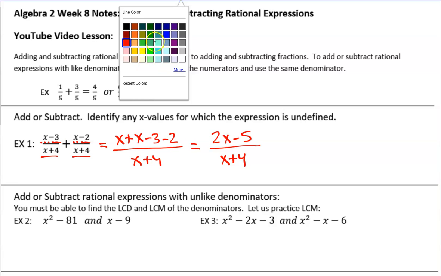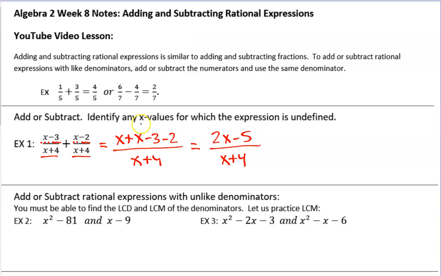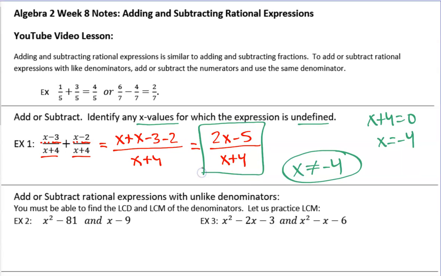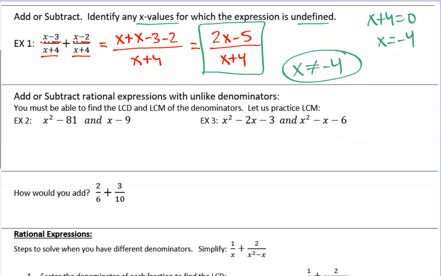The second part to these problems is going to be asking you to find any x values that make it undefined. Well, what would make a fraction undefined? If the denominator was 0. So what x value would make x plus 4 equal to 0? Subtract the 4 over. If x was negative 4, that would make it 0. So that's what's undefined. So x is not allowed to be negative 4. That's what we can do when they are like denominators, but of course that's not always the case.